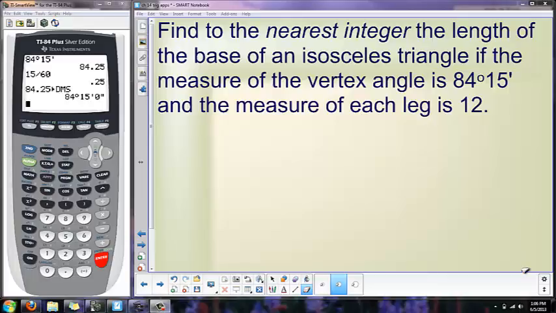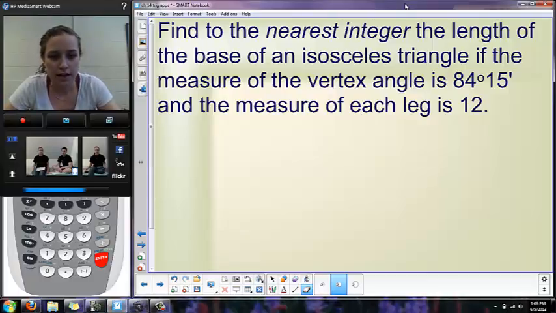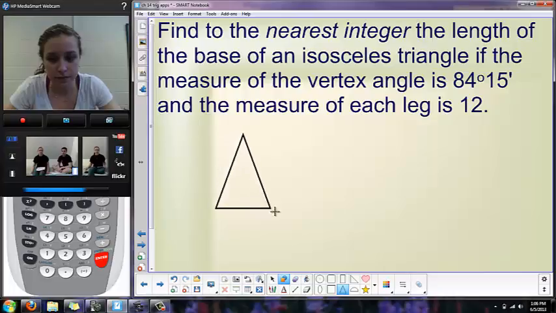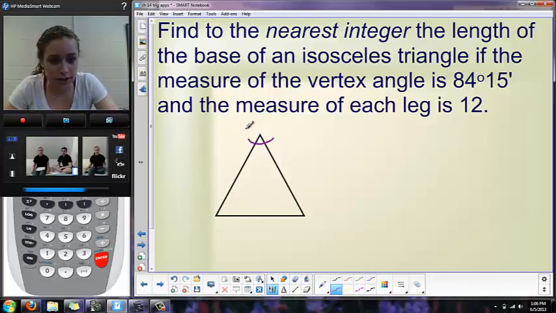Okay, so we're back and we're going to start talking about this question that we have in front of us. So let's just read it again one more time. Find to the nearest integer the length of the base of an isosceles triangle. So I would draw an isosceles triangle on your paper if I were you. An isosceles triangle. If the measure of the vertex angle, now the vertex angle is the one that's up on top, the vertex angle is 84 degrees 15 minutes.